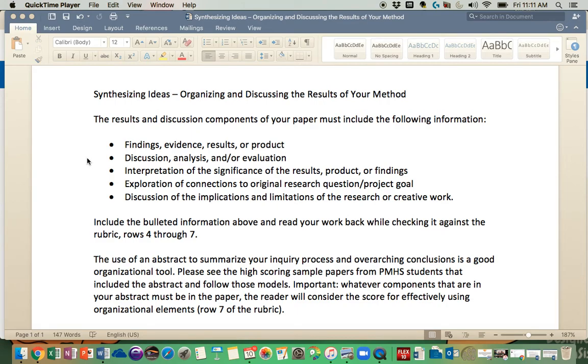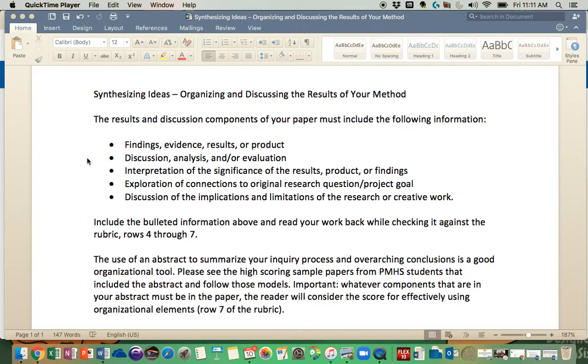I just figured I'd give a quick wrap up on the results and discussion components of your papers. So let's take a look very briefly at synthesizing ideas, organizing, and discussing the results of your method. The results and discussion components of your paper have to include the following information: your findings, the evidence of those findings, that's your data, the results, or a product, right?